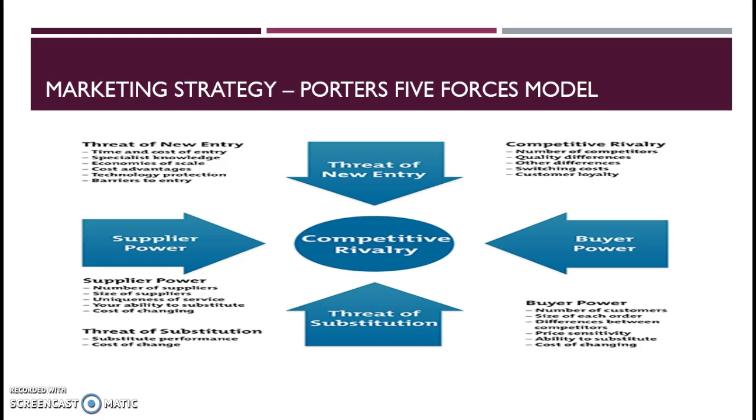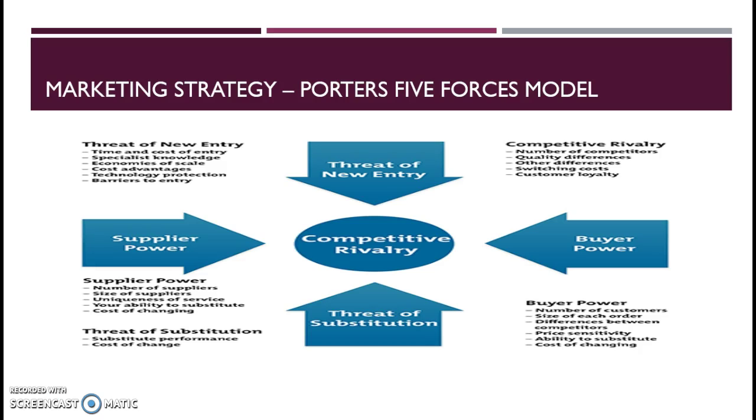So first one, Porter's 5 forces model. This is really an analysis of the competition within an industry, looking at it from 5 points of view. First, in the middle, we've got competitive rivalry. This is competitive rivalry from within the industry itself. So normally when we think about competition, it's from that standpoint. Who are the organisations that we are competing with?